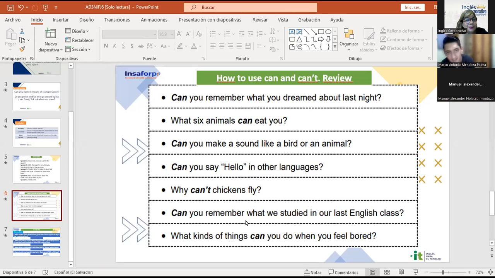Almost. Es que, teacher, estábamos practicando, pero en la segunda pregunta donde dice six animals, no se nos ocurrían animales diferentes. Ajá, que los pueden comer a ustedes. Entonces ahí estábamos decidiendo.